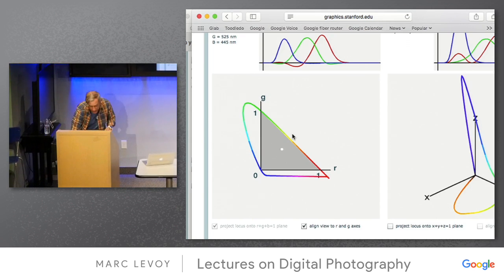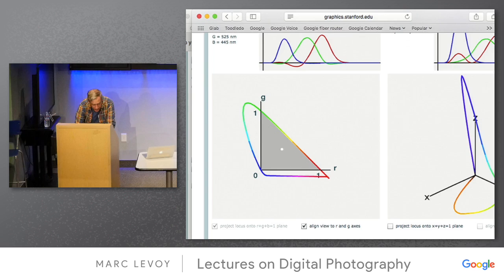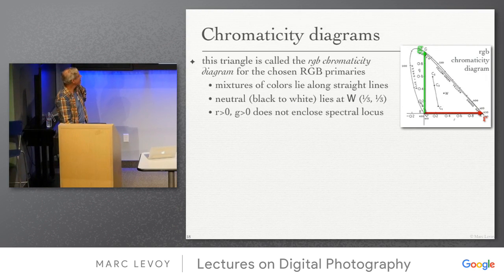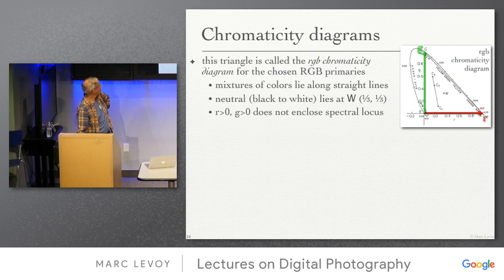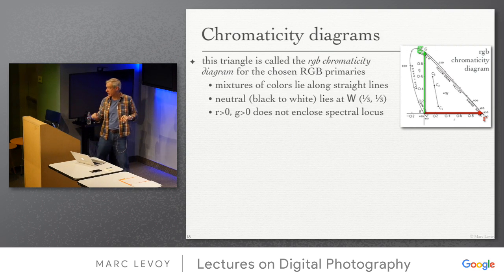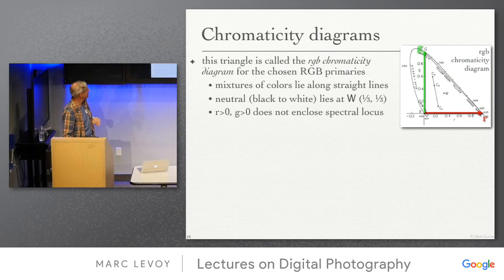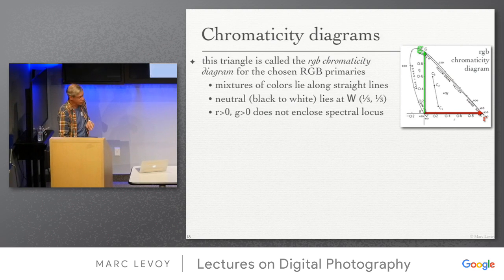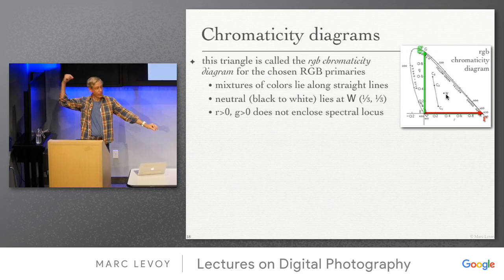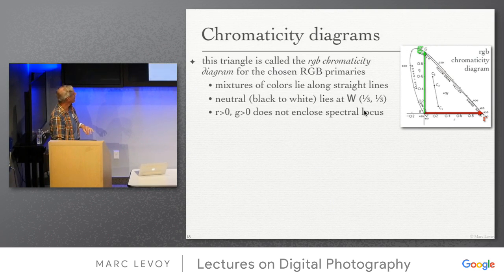So let's go back to the diagram. There's R and there's G. It's for a particular set of primaries. Mixtures of colors do lie along straight lines within this chromaticity diagram. It's still the same linear space, or a transform of that linear space. There's the neutral point. That's the diagonal through the cube that went from black to white. It's at 1/3, 1/3.